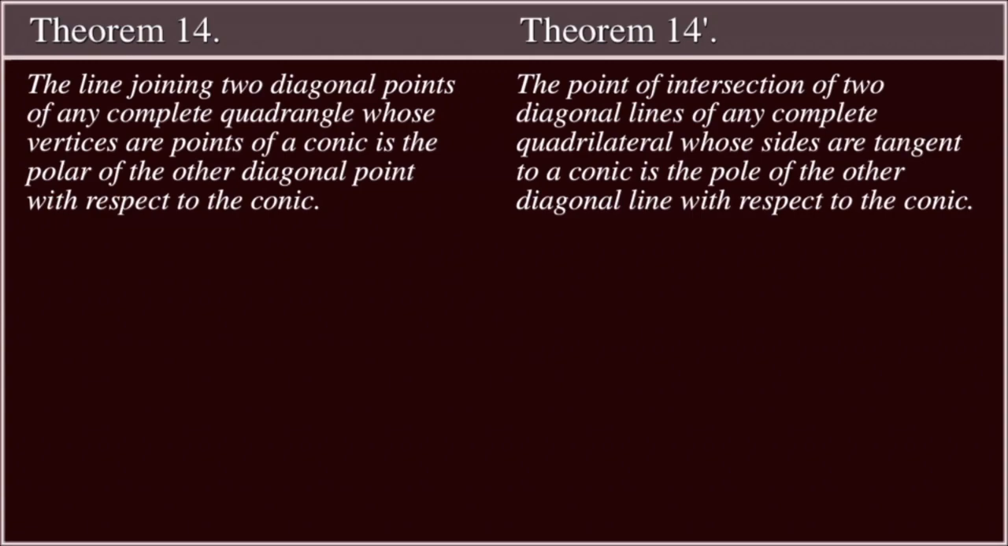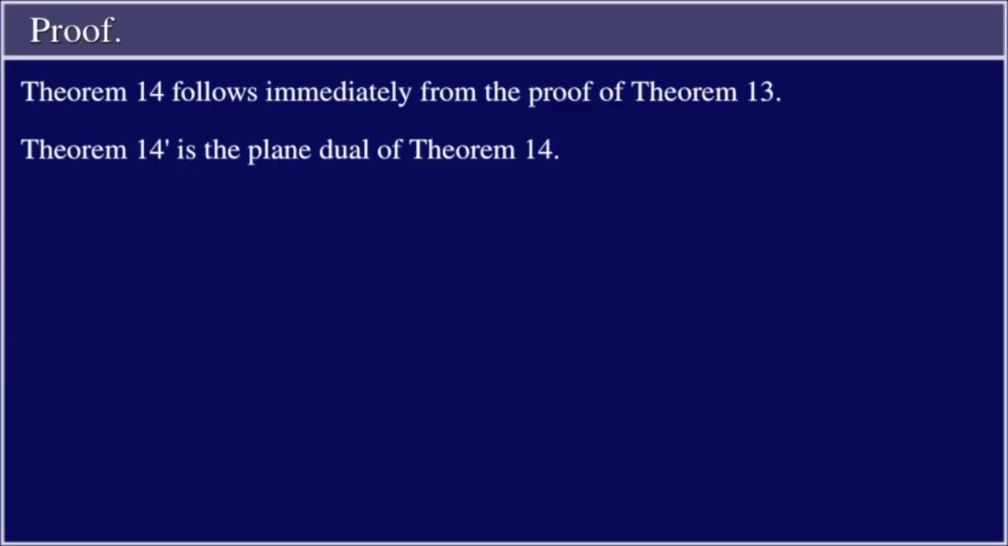Theorem 14. The line joining two diagonal points of any complete quadrangle whose vertices are points of a conic is the polar of the other diagonal point with respect to the conic. Theorem 14 prime. The point of intersection of two diagonal lines of any complete quadrilateral whose sides are tangent to a conic is the pole of the other diagonal line with respect to the conic. Proof. Theorem 14 follows immediately from the proof of Theorem 13. Theorem 14 prime is the plane dual of Theorem 14.